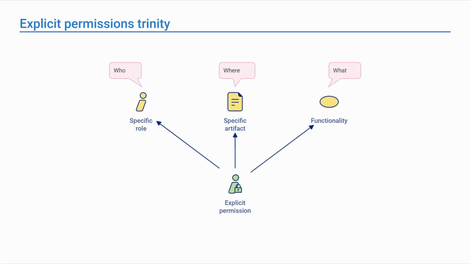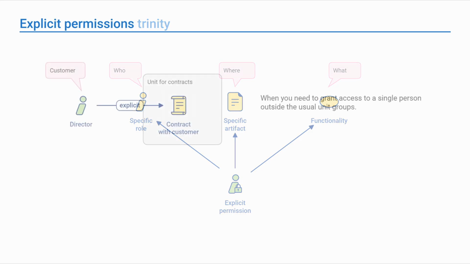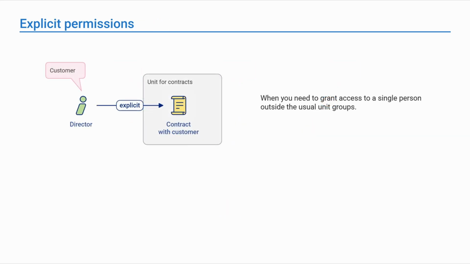In the last video, we explained how to set permissions using unit groups. That's the recommended way, but sometimes you need to give access directly. That's where explicit permissions come in. Explicit permissions should be used only in special cases.